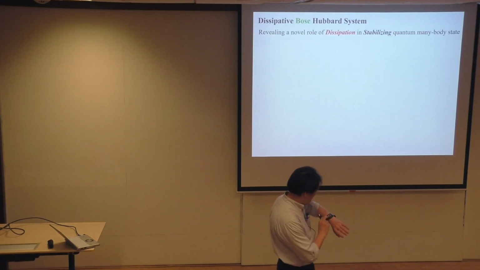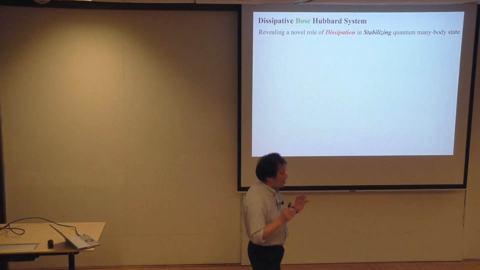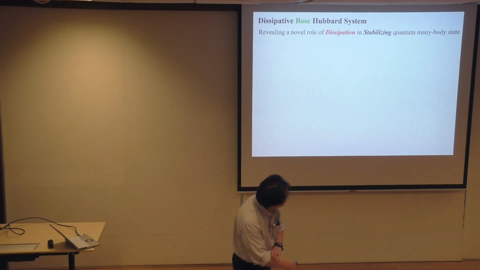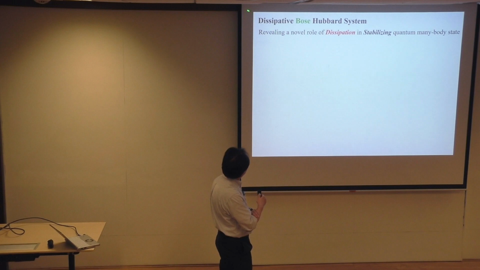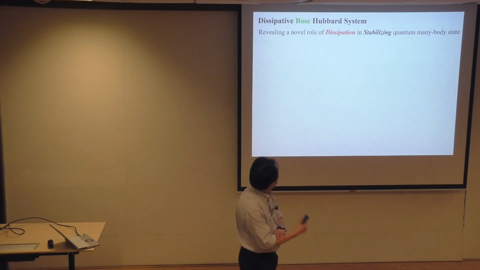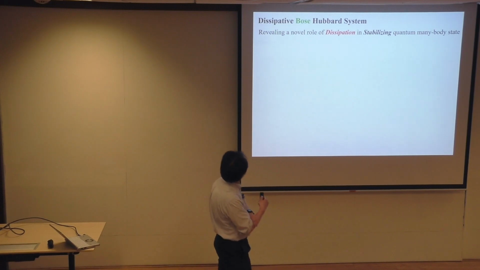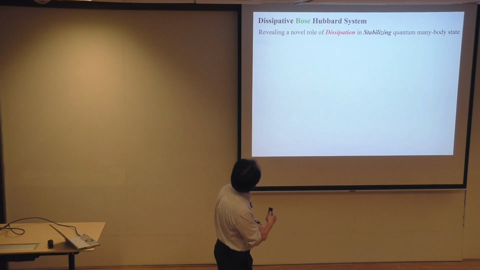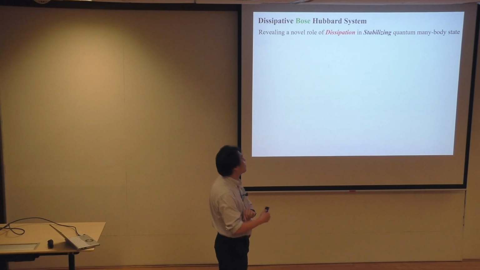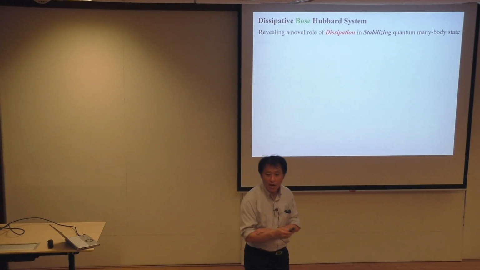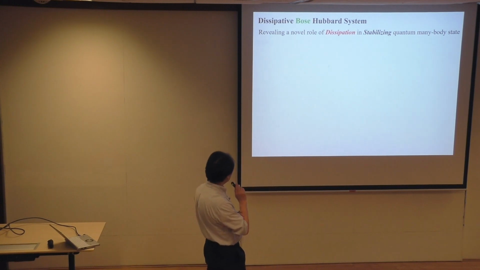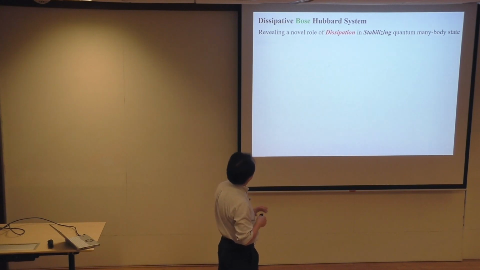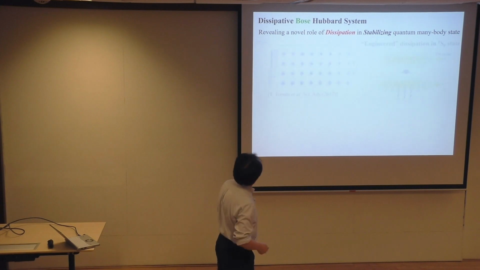I don't have enough time for the discussion of our experimental efforts on a dissipative Hubbard model. Here we reveal the novel role of dissipation in stabilizing the quantum many-body state. And I summarize the result in one slide.